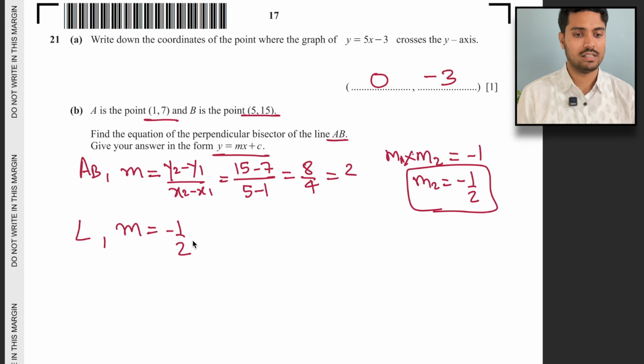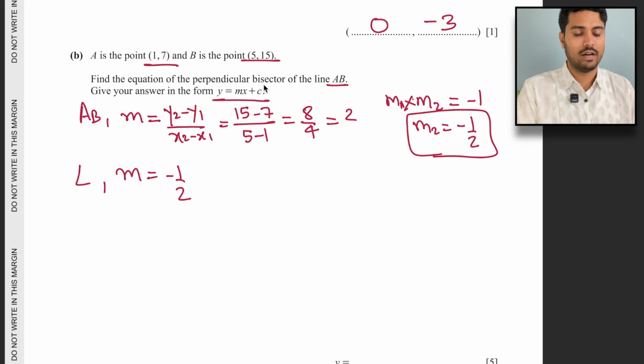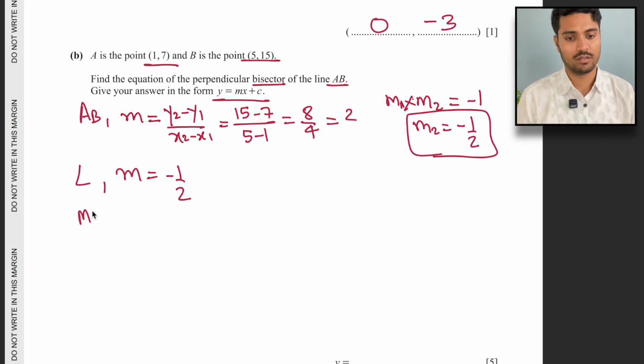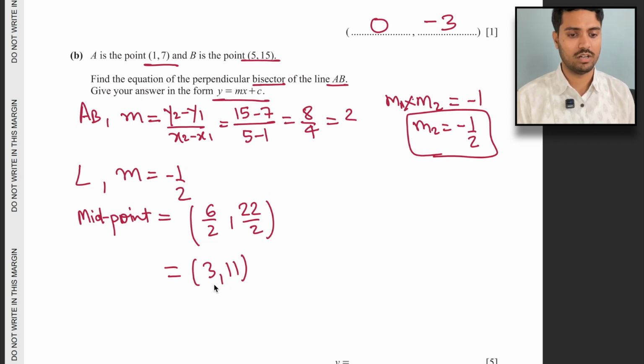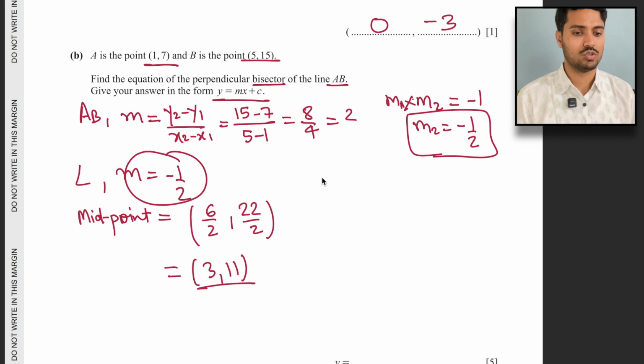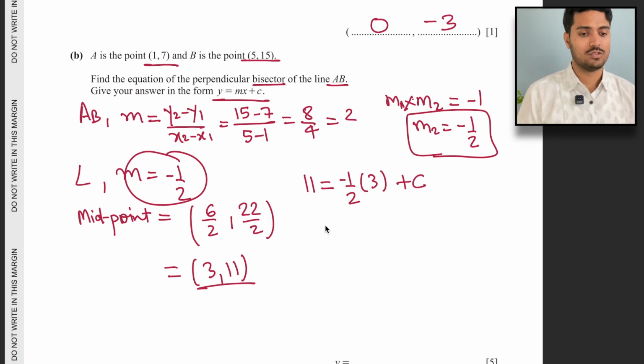So we have m as this, and we don't have the coordinates, so for that we have to find the midpoint, because it says perpendicular bisector. Let's find the coordinate of the midpoint. Midpoint coordinate is going to be 1 plus 5, that is 6 by 2, and 7 plus 15, that is 22 by 2. So that is going to be 3, 11, and now that's the midpoint. So this coordinate we have to use, and this gradient we have to use. So y, that is 11, is equal to m, that is minus 1 upon 2, x, that is 3, plus c. So we have to find c first.